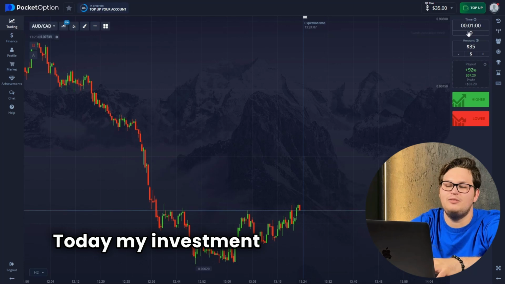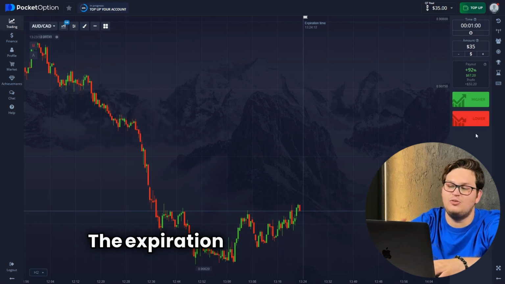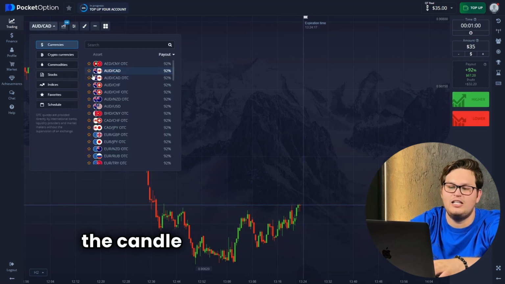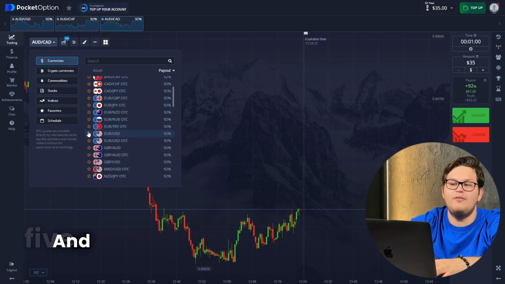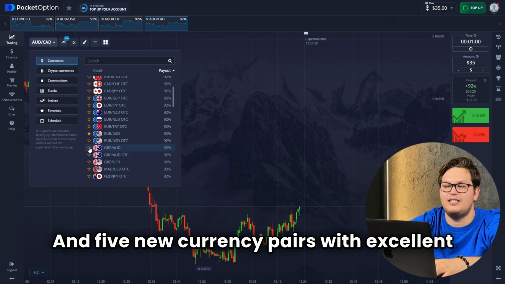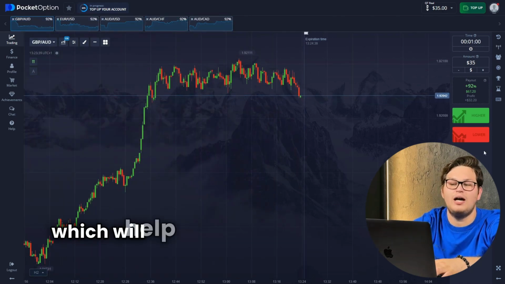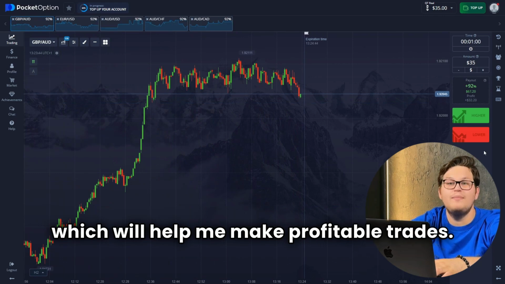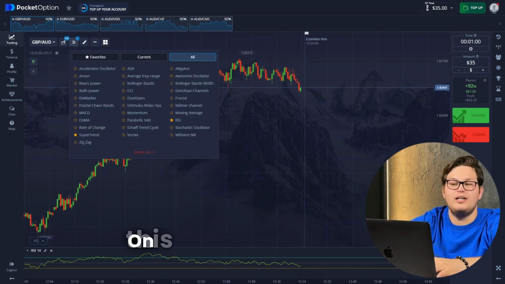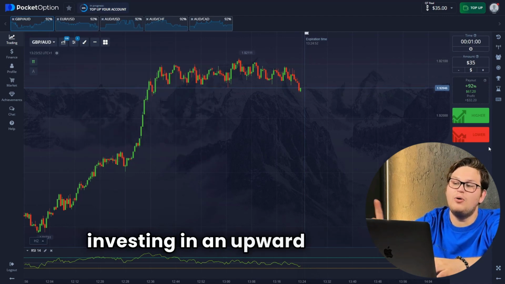Today, my investment amount is $35, the expiration time is 1 minute, and the candle time frame is 30 seconds. And 5 new currency pairs with excellent profitability, as well as the RSI indicator, which will help me make profitable trades. Ready? Let's go! On this currency pair, I am investing in an upward movement.